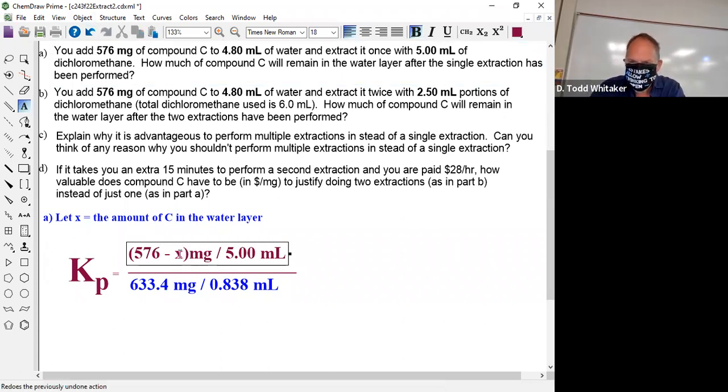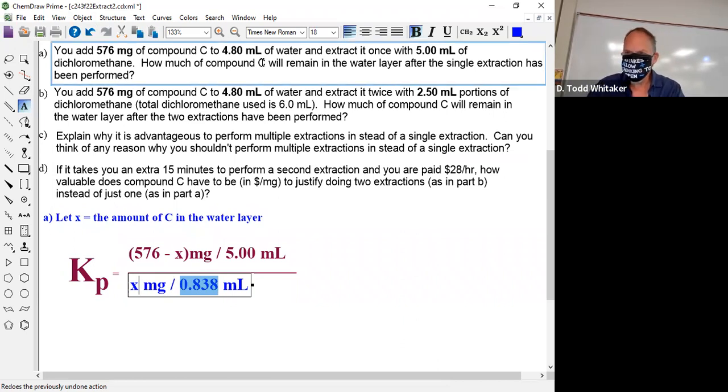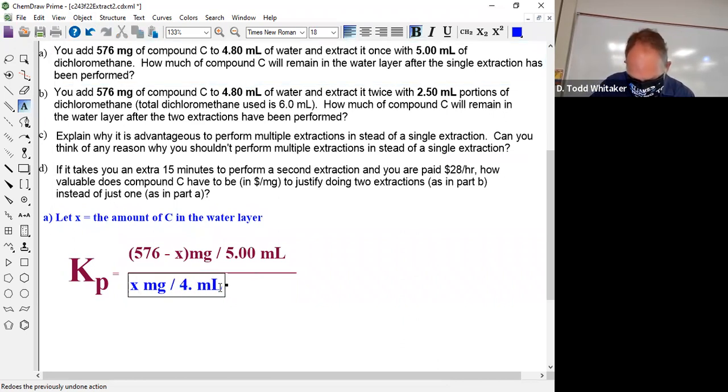So that's the top layer. And how much of chemical C is in the water layer? Look right above it. X over, what's the volume of the water layer in A? Say it again. 4.8. Yes. Units are canceling. All right.